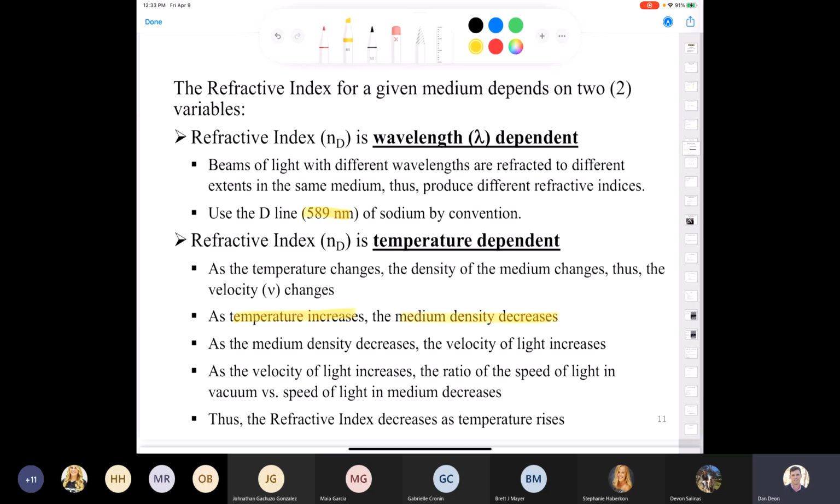Okay, let's see if we can connect some more dots. If we decrease the density of our medium, then the speed of the light is going to increase. As the speed of the light gets faster, then the speed of light in the medium is going to decrease, and then the refractive index is going to decrease as well. And so the conclusion that we can draw is that the refractive index is going to decrease as the temperature rises. And this is probably a point that you're going to have to come back to later on. The refractive index n is going to decrease as the temperature increases.